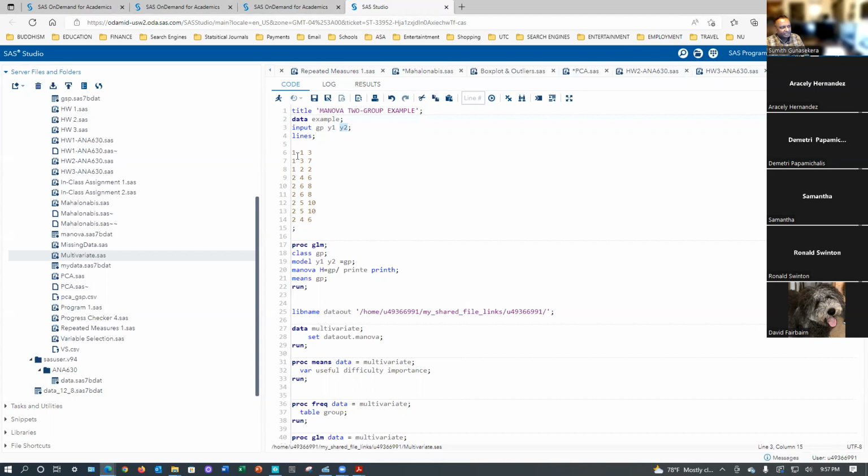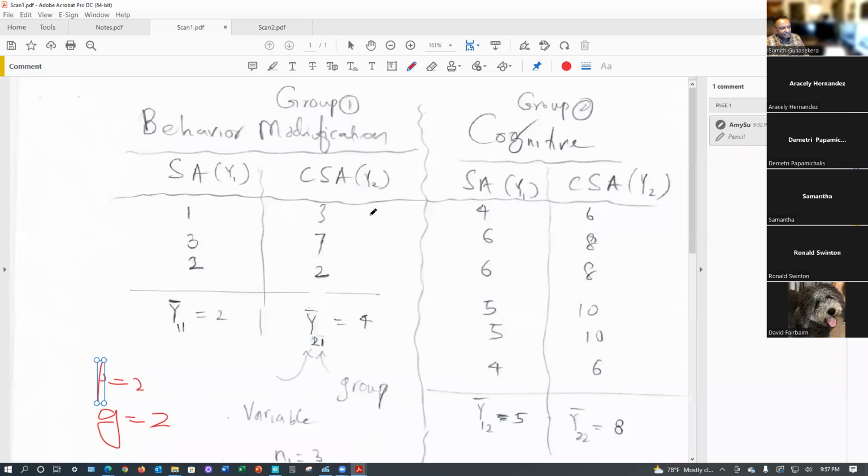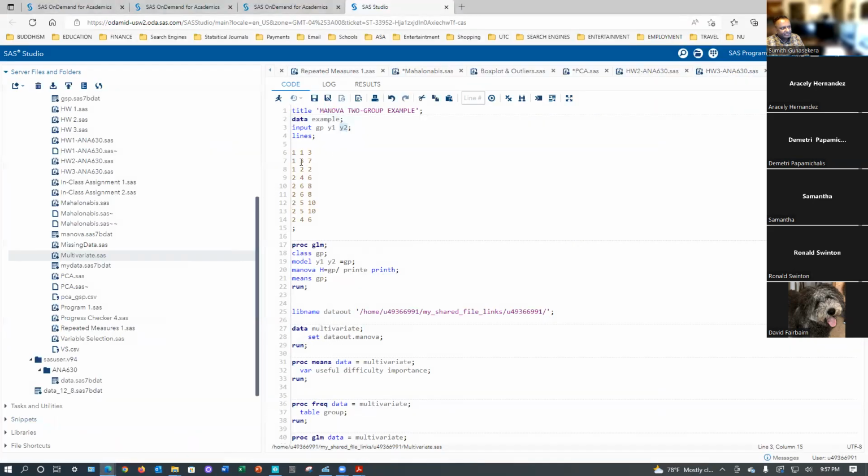And let's go ahead and get the first individual's observation for Y1 and Y2: 1 and 3, 3 and 7, 2 and 2. For the second group, first individual, second individual, third, fourth, fifth, sixth. Each individual is going to have entries for two variables. They have scores for two variables.